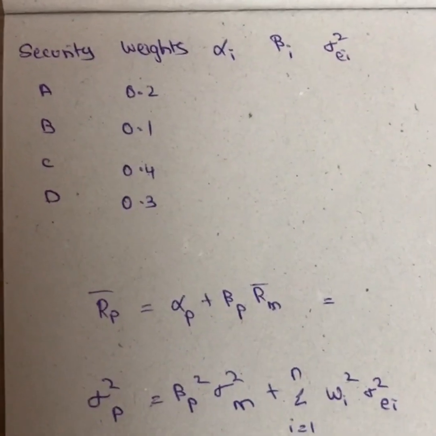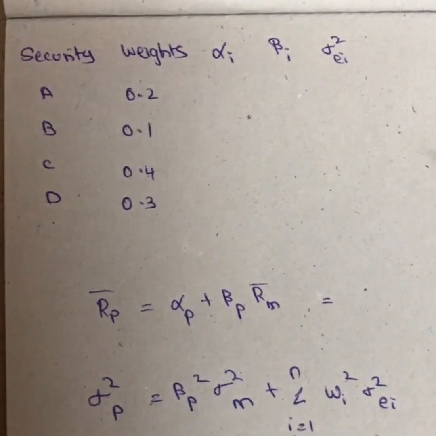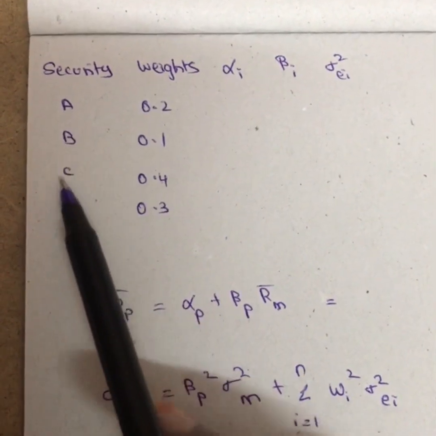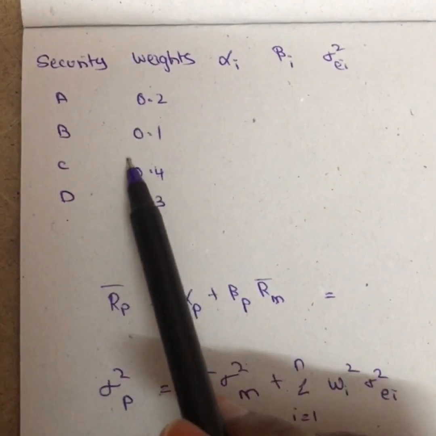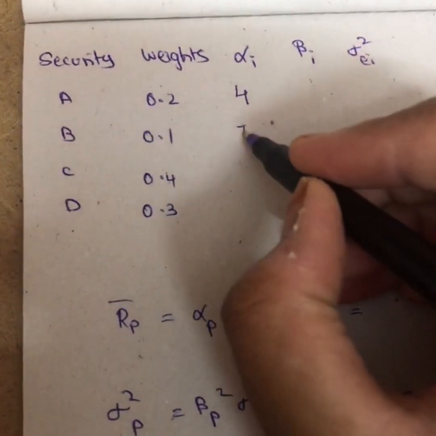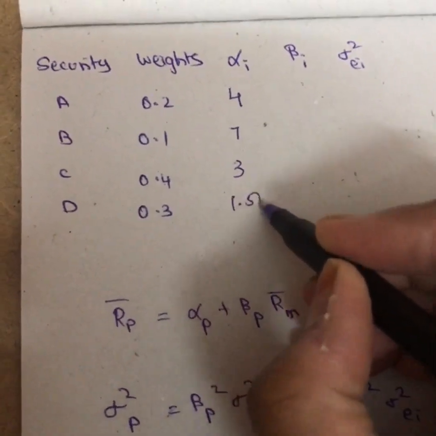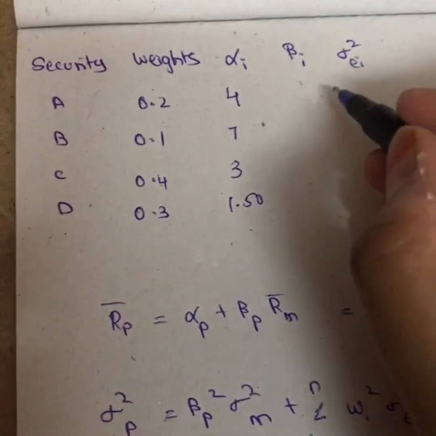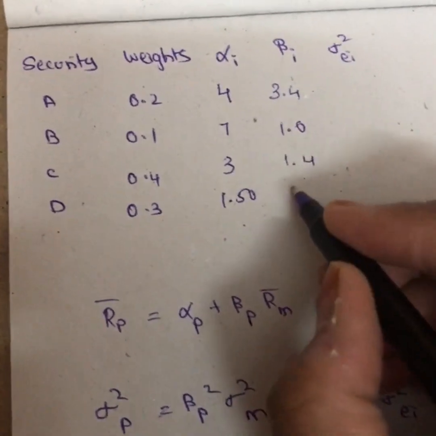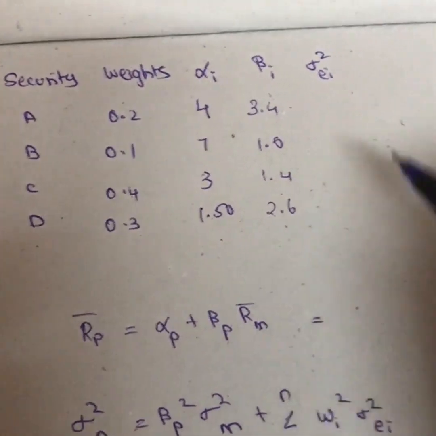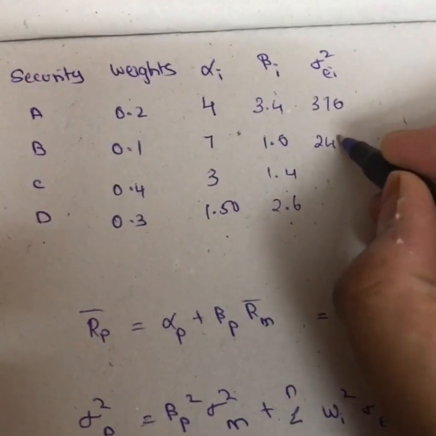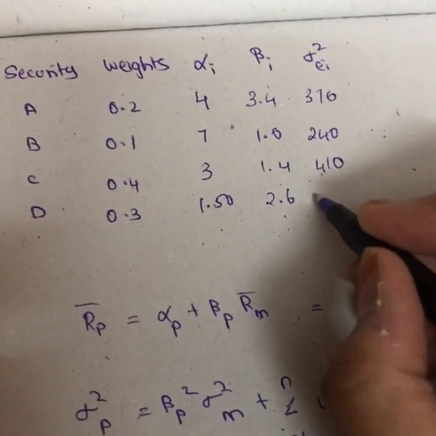Okay, now we will see one problem, girls. We will calculate portfolio return and portfolio risk. This is the question. The securities given are A, B, C and D. Weights given are 0.2, 0.1, 0.4, 0.3, and alpha I is 4, 7, 3 and 1.50. This is given in the question. Beta I is 3.4, 1, 1.4 and 2.6. Again, this is given in the question, and the variance of residual is also given: 370, 240, 410 and then 285.